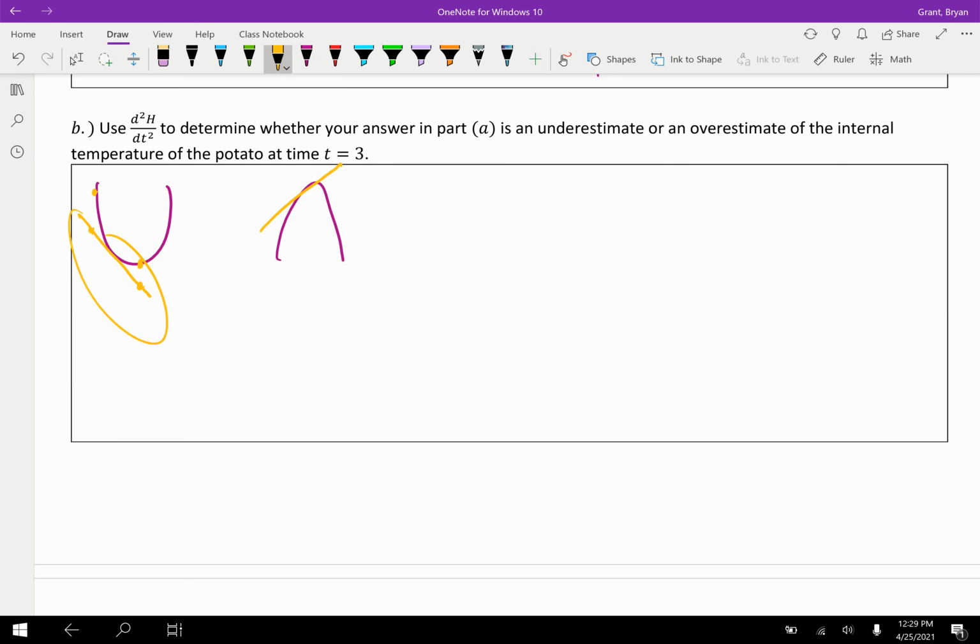So these tangents would be under approximations. Versus if you were concave down, comparing these points, the point on the tangent line is above the point on the graph, so the point on the tangent line is an over approximation. Really, what we need to do is determine, is our graph concave up or concave down? And to do that, we probably need to find the second derivative.